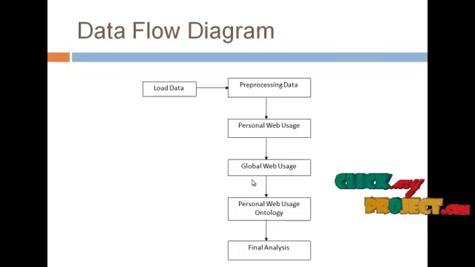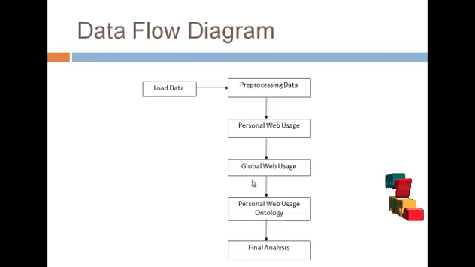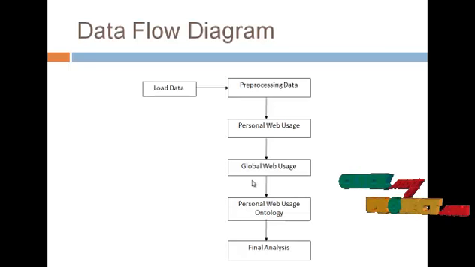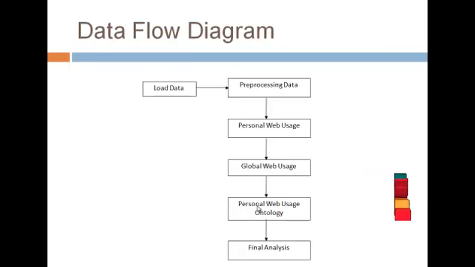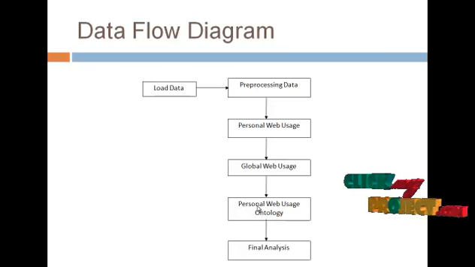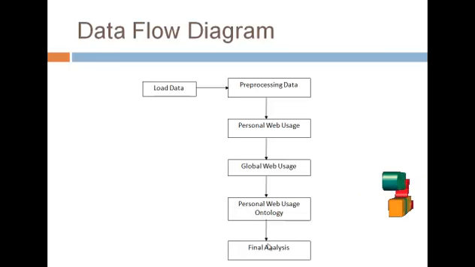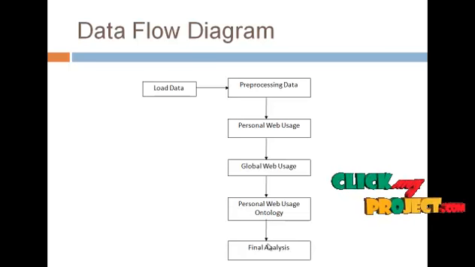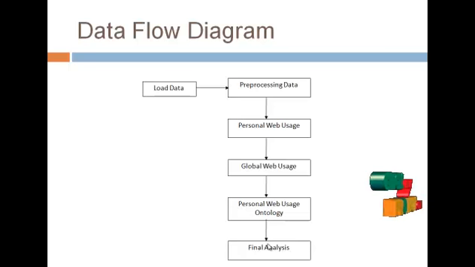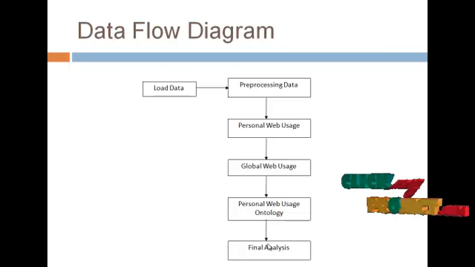Then find the global web usage activity. Here we define the global axis of web usage. Fuzzy logic algorithm is used on the periodic and resource attributes of the personal web usage ontology. The final analysis of this project is described by an OWL file that will be implemented in the Protege tool. Finally, personal web usage access is described.